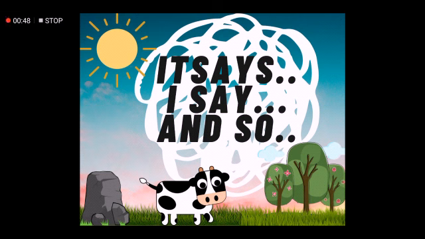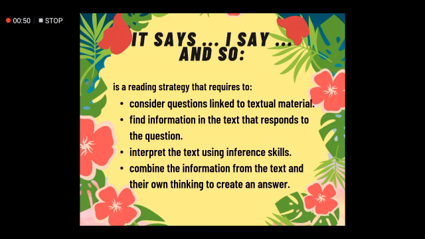Next, it says, I say, and so. It's a reading strategy that requires you to consider questions linked to textual material. Find information in the text that responds to the question. Interpret the text using inference skills. Combine the information from the text and your own thinking to create an answer.